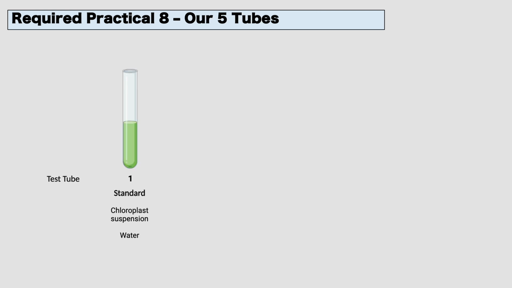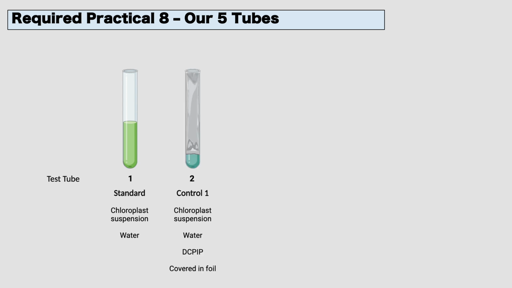Okay, so first I'm going to be talking you through the test tubes we're going to set up in the experiment. Only the last two, so test tubes 4 and 5, are the actual experiment, and the rest of them are for comparison's sake or act as controls. Okay, so test tube 1 is our standard. It contains chloroplast suspension and water. We're going to compare our experimental tubes to this tube because when the DCPIP goes colourless, due to the chlorophyll in the tube, it should go green, and it should be the same shade of green as in test tube 1.